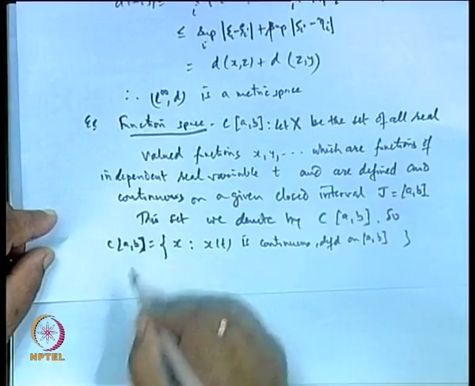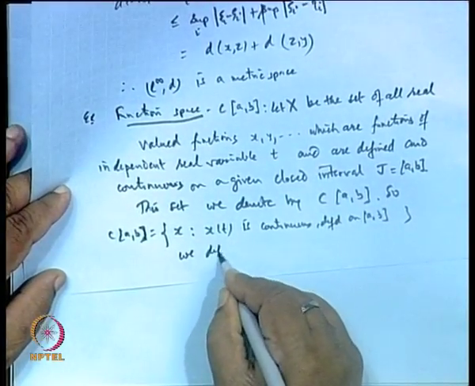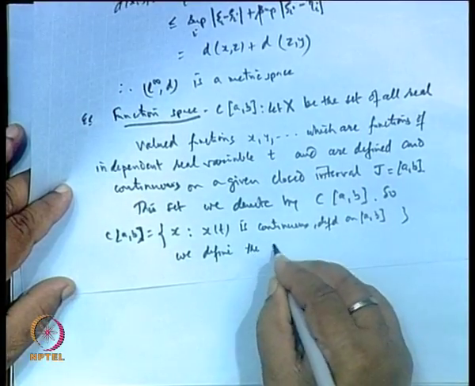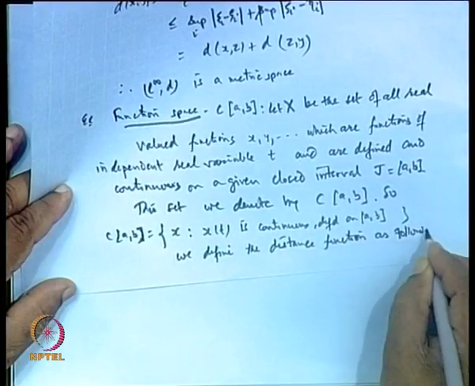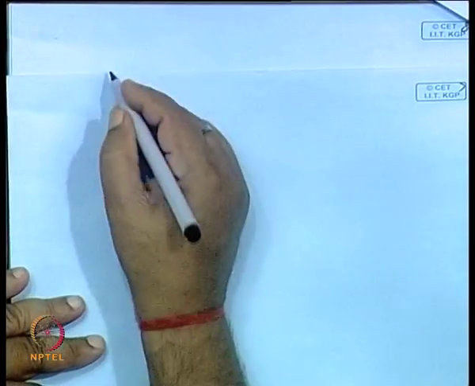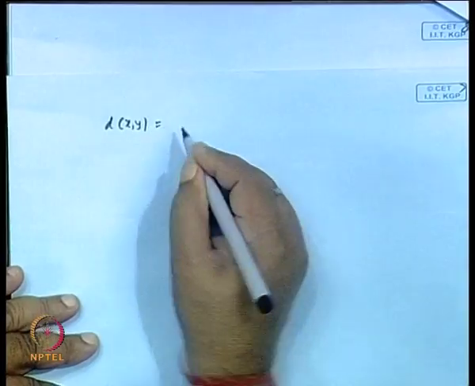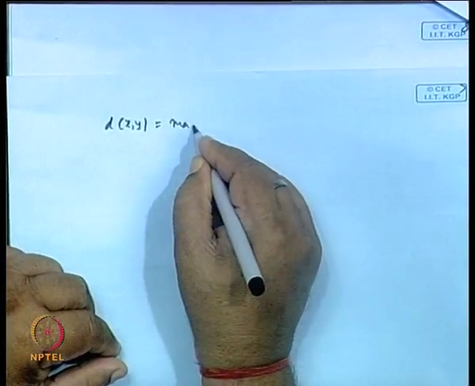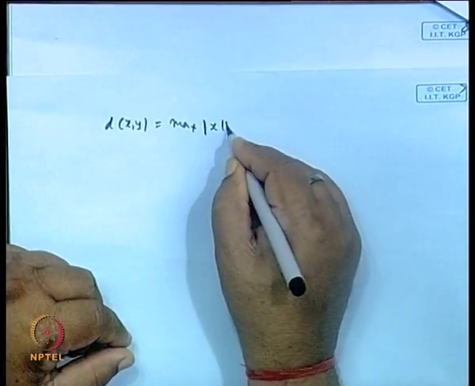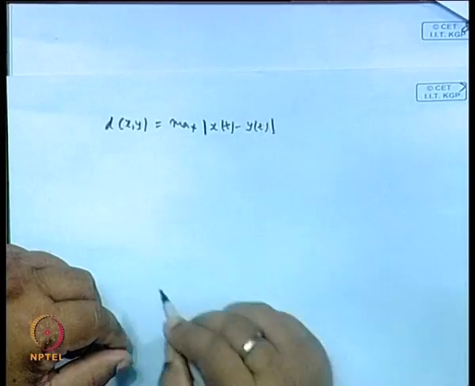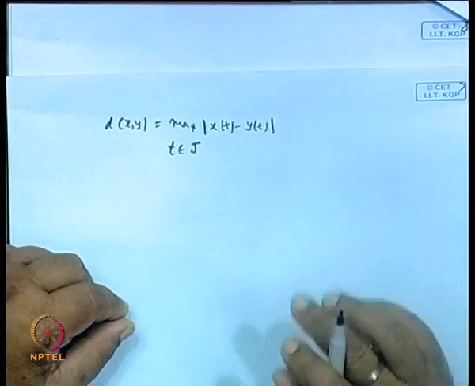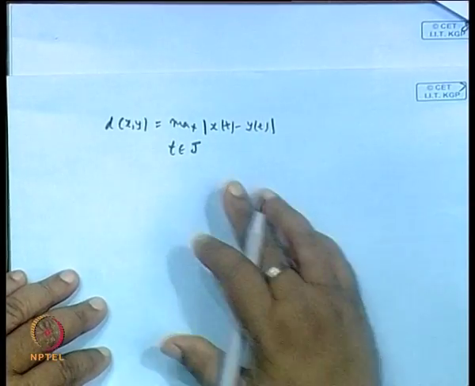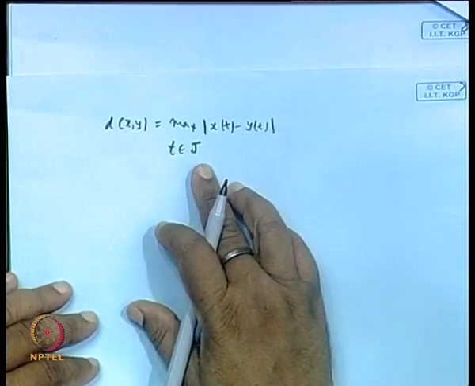Now, over this C[a,b], we define the notion of distance, define the distance function as follows. d of x, y as the maximum of |x(t) − y(t)| when t belongs to the closed interval [a,b], where the maximum denotes the maximum value of this difference over all t over the interval [a,b].